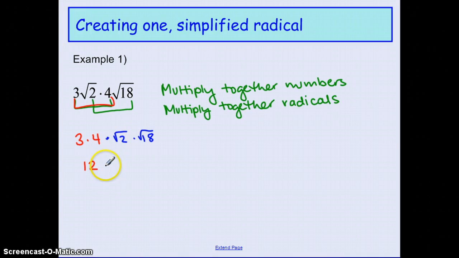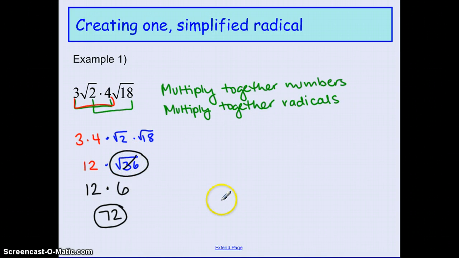And the square root of 2 times the square root of 18 is going to be the square root of 36. Now, to finish up this answer, the great thing is that the square root of 36 is really just a 6. So this turns into just 12 times 6, and 12 times 6 is just 72. And that will be our final answer. So you can see that by multiplying together the numbers and multiplying together the radicals, we found something, this square root of 36, that we could simplify, making our answer much nicer.